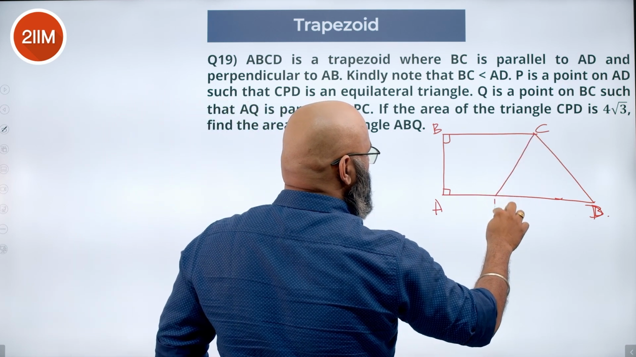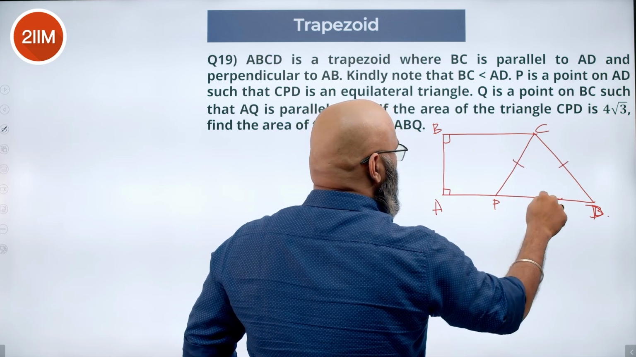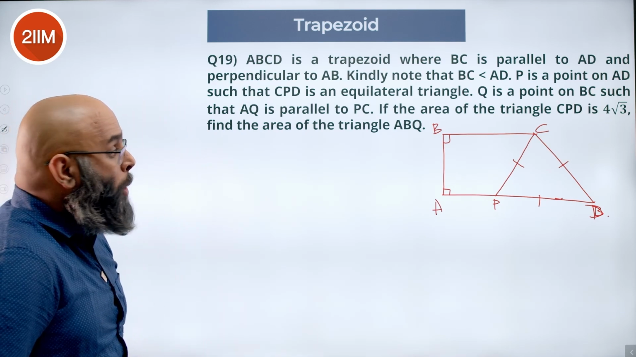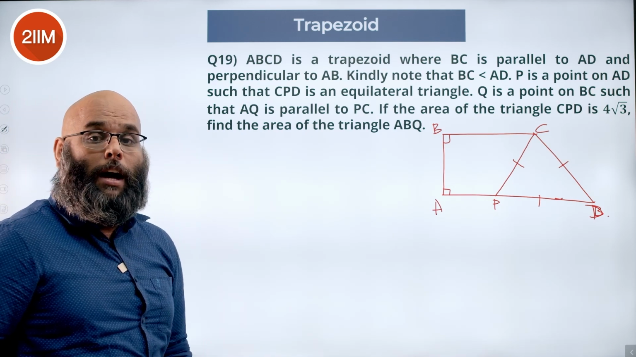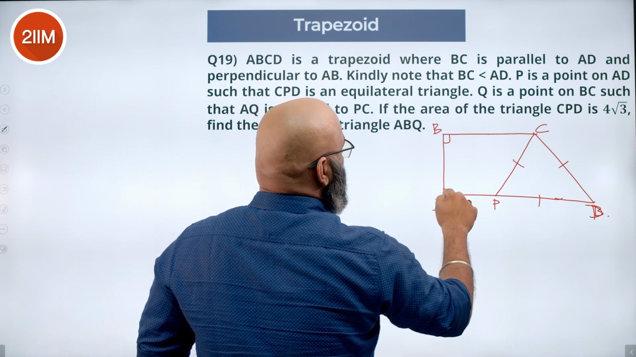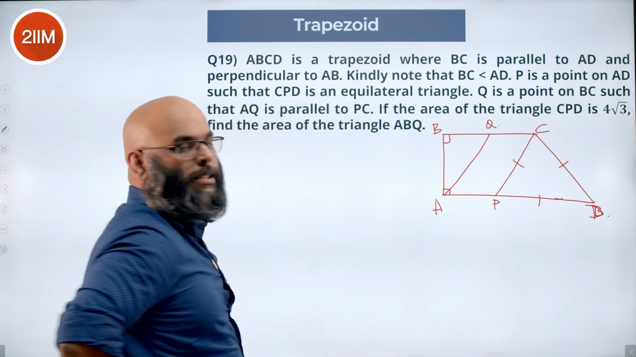P is a point on AD such that CPD is an equilateral triangle. We have a point on AD called P such that CPD is an equilateral triangle. So all the three sides are equal. That we know. Q is a point on BC such that AQ is parallel to PC. So we have a point Q over here on BC. I connect AQ. This is parallel to PC.